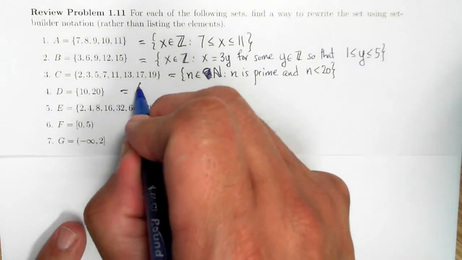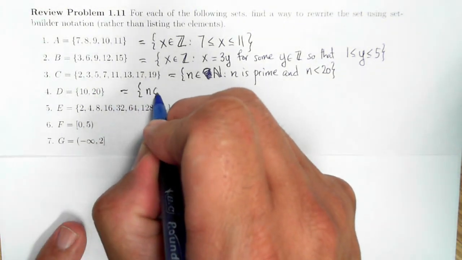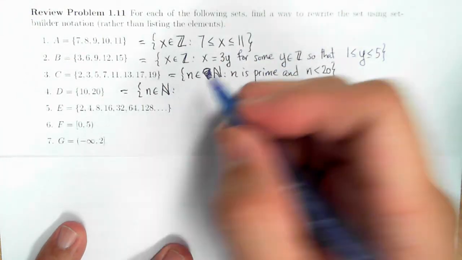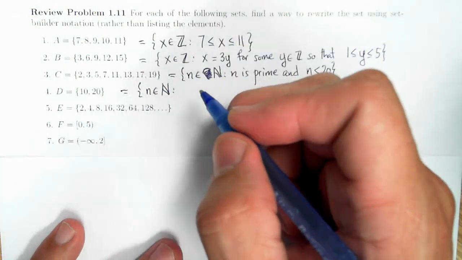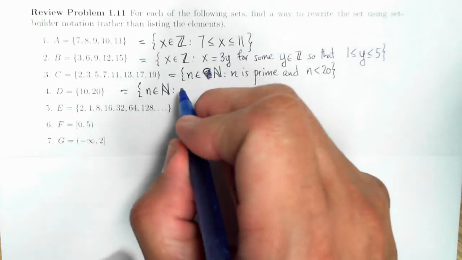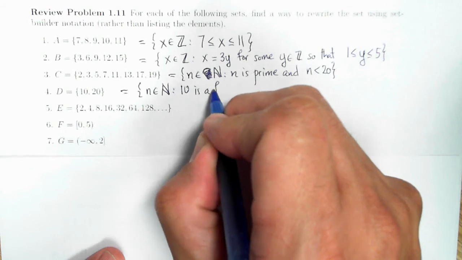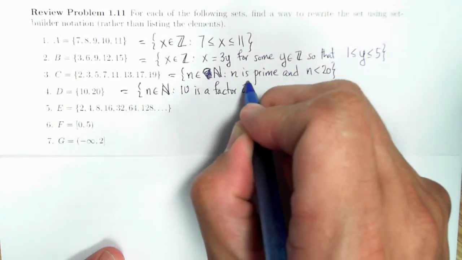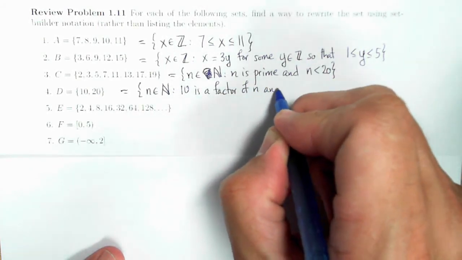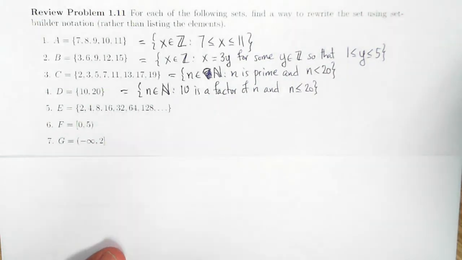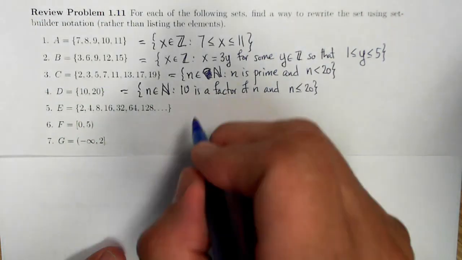This one would be the set of all natural numbers, such that one way of doing this would be that 10 is a factor of n, and n is less than or equal to 20. That's one way of doing this.